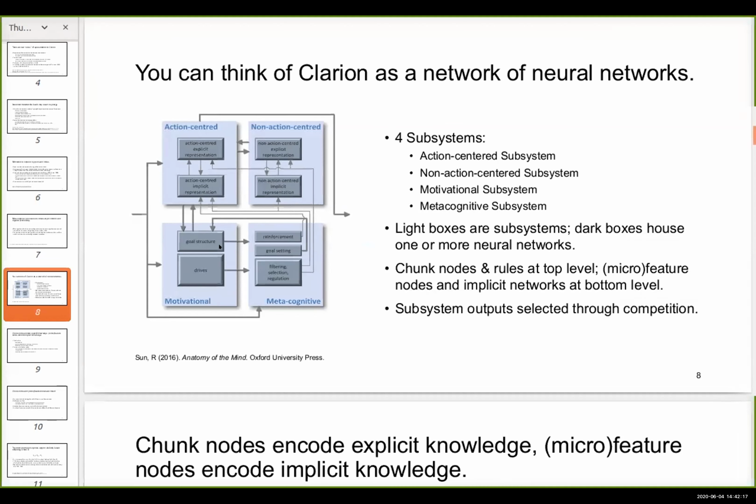Essentially what happens in the motivational subsystem is that the drive activations are computed and sent to the metacognitive subsystem, which takes them into account when setting goals. And then these goals get stored in the goal structure and participate in controlling the behavior of the action-centered and the non-action-centered subsystems. Does that answer your question?